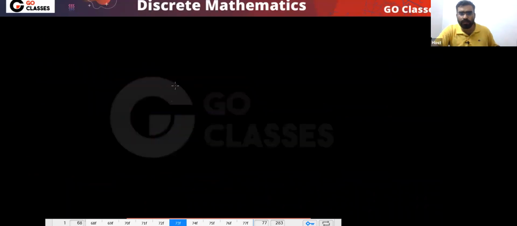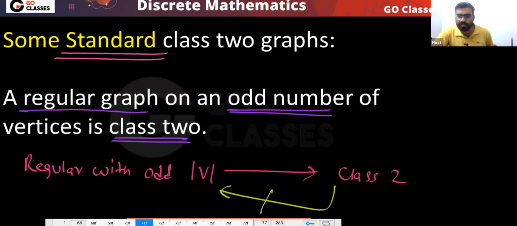And for bipartite graphs, Nikhil is saying K M L. No, a counterexample means it must be... see, bipartite graphs are class 1. Nikhil, we have already seen. Bipartite graphs are class 1.